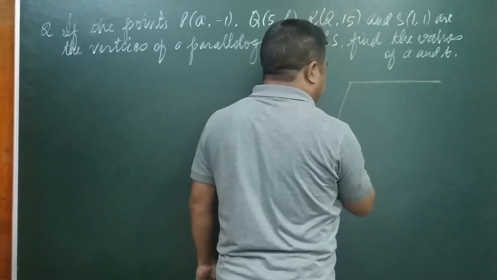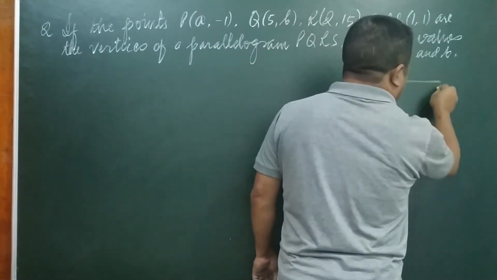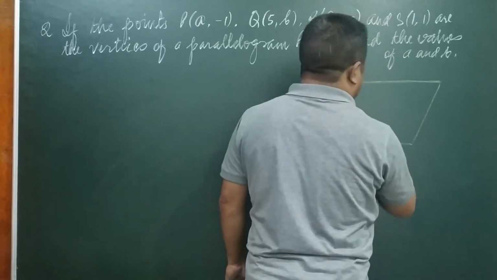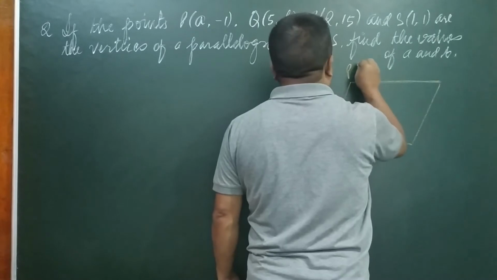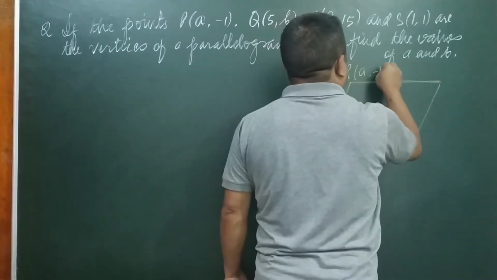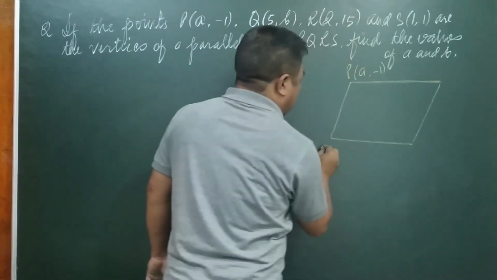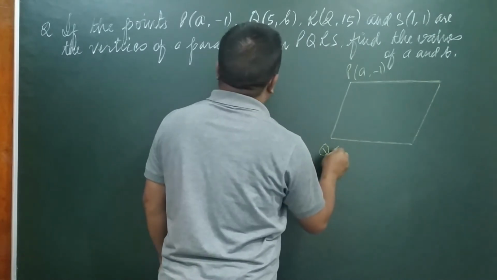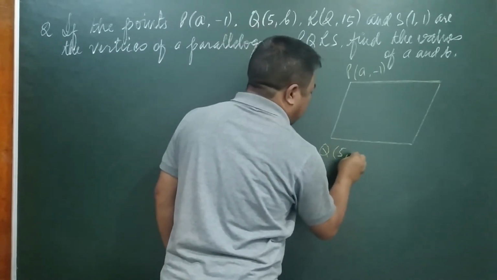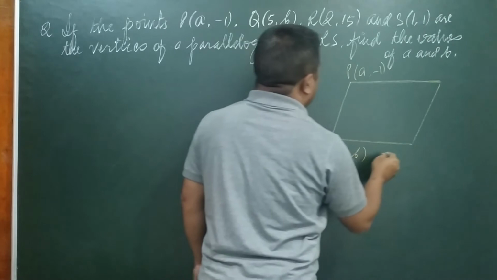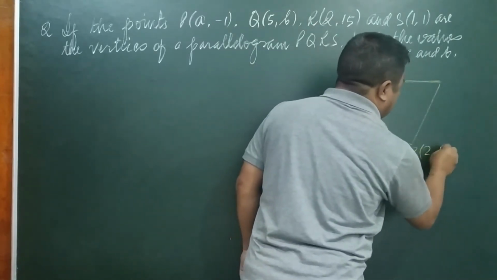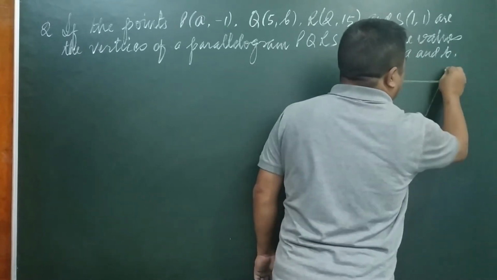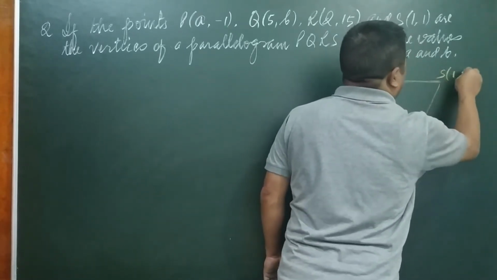Parallelogram: opposite sides are parallel. P is (A, -1), Q is (5, B), R is (2, 15), S is (1, 1).